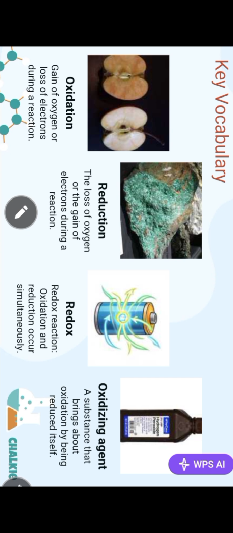Oxidation, and what is oxidation? Is gain of oxygen or the loss of electron during a reaction. Reduction is the loss of oxygen or the gain of electron during a reaction. Redox reaction is the reaction between oxidation and reduction that occurs simultaneously. That is, if oxidation and reduction reaction occurs simultaneously, we have a redox reaction. Oxidizing agent is a substance that brings about oxidation by being reduced.